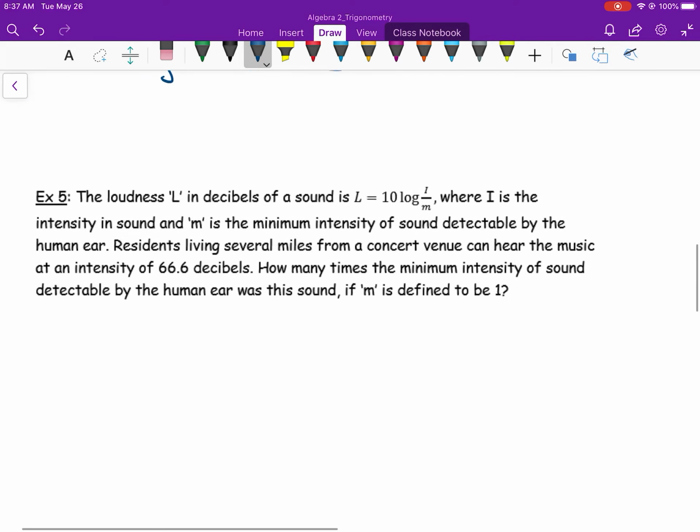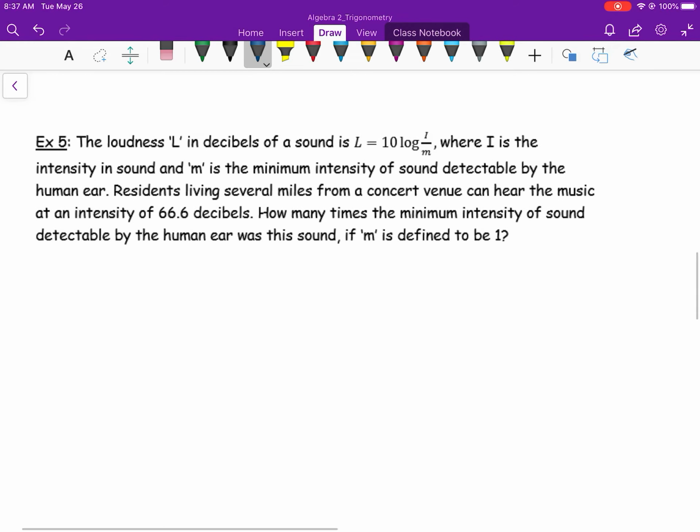Alright, word problems, everyone loves them. The loudness L, in decibels, of a sound is given by the formula L equals 10 log I over M, where L is decibels, I is the intensity of sound, and M is the minimum intensity detectable by the human ear. Residents living several miles from a concert venue can hear the music at an intensity of 66.6 decibels. How many times the minimum intensity of sound detectable by the human ear was this sound, if M is defined to be 1?